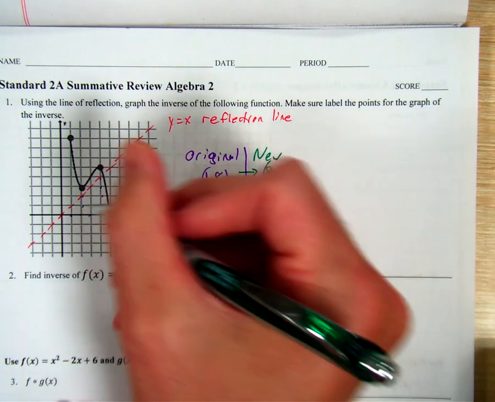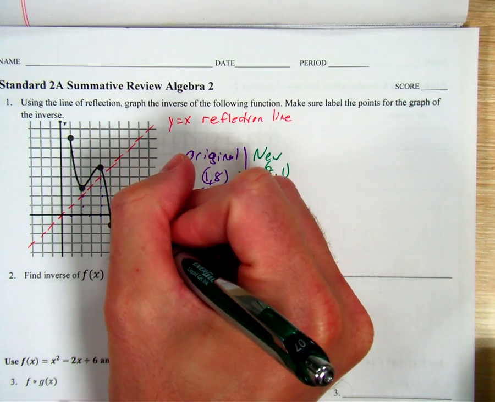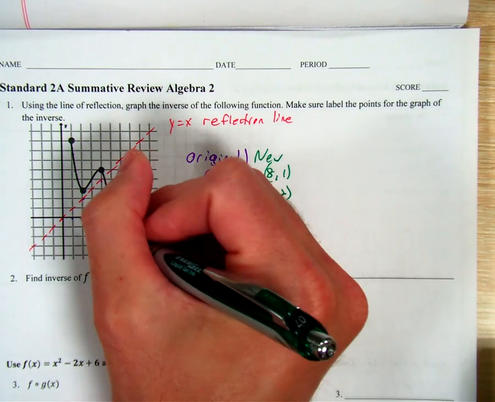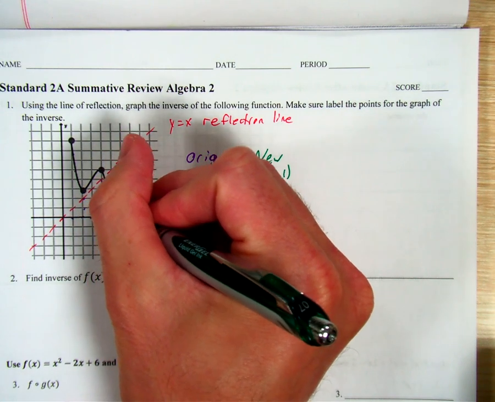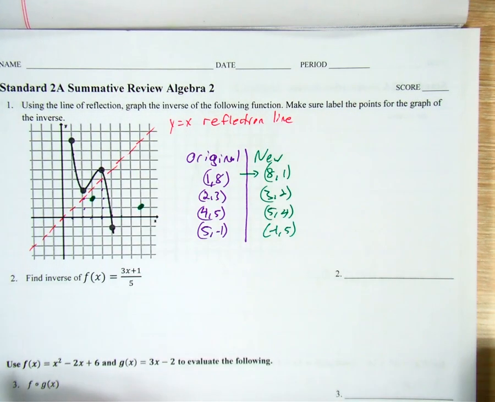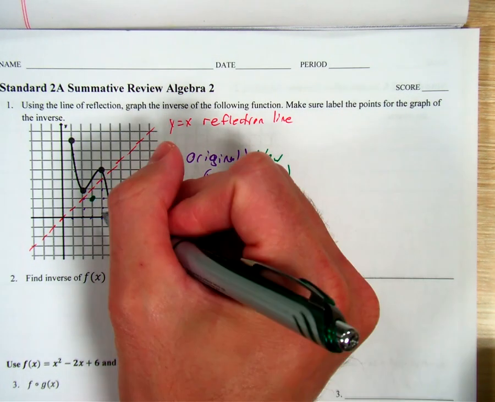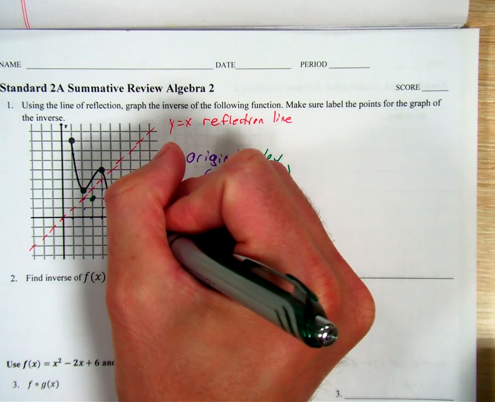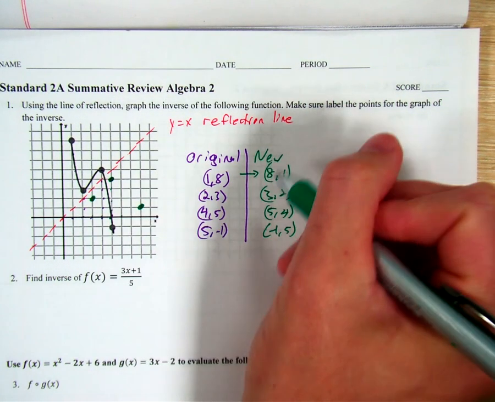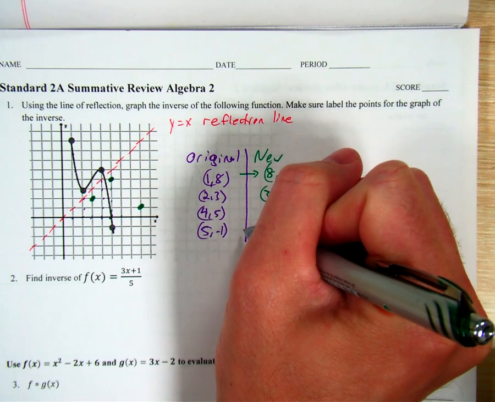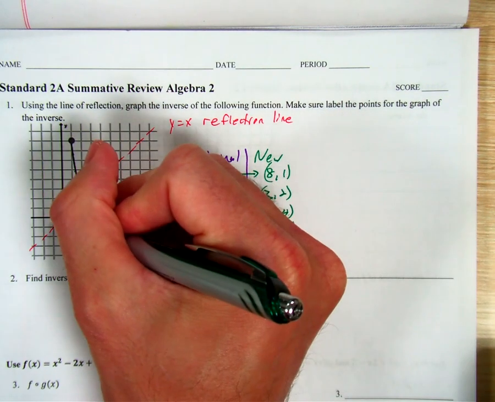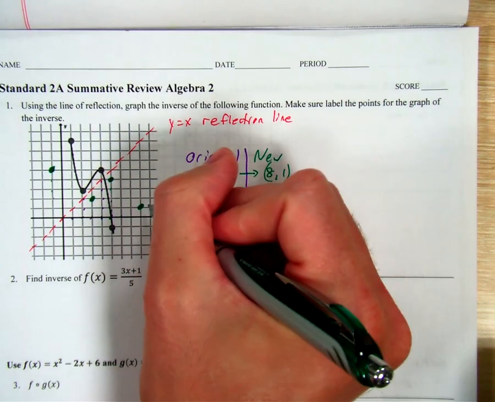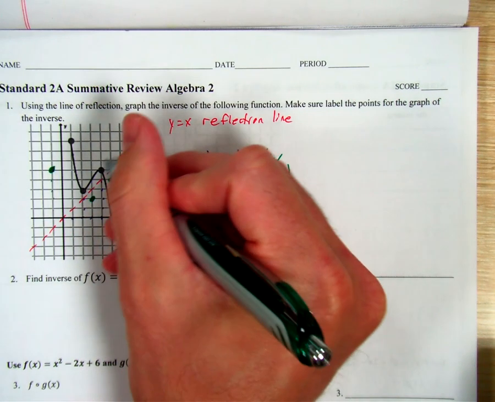So 8, 1. 3, 2. And then 5, 4. And then negative 1, 5. Don't forget the order here. Boom, boom, boom, boom. And try to smooth it out so it looks like that.